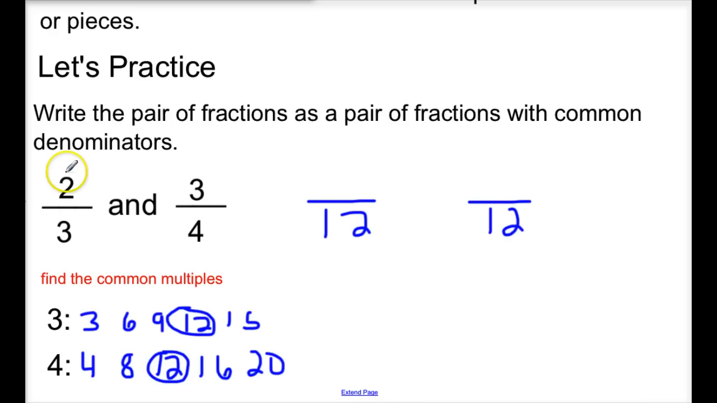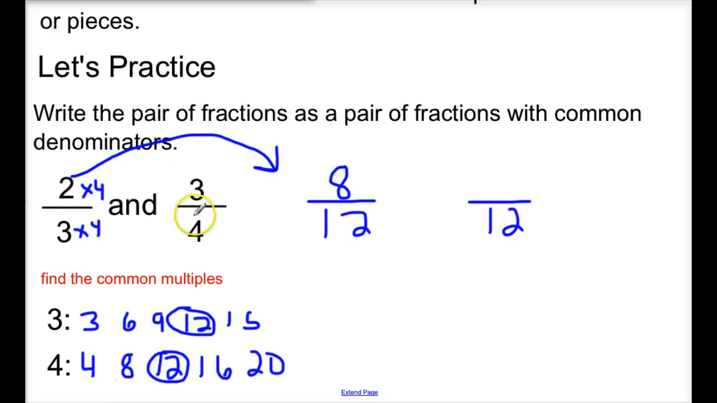Now when I do that, I need to show how I changed the numerator, because remember, the denominator used to be 3, but now it's 12. And I know that this denominator became 12 by multiplying by 4, because 3 times 4 is 12. Now, since I did that to the bottom, which is the denominator, I must also do that to the top. So I have to multiply the numerator by 4 as well. So that will change this fraction to 8/12. So now 2/3 is 8/12.